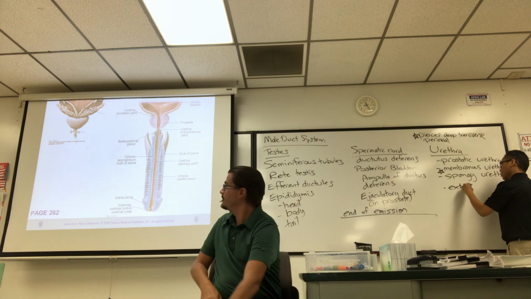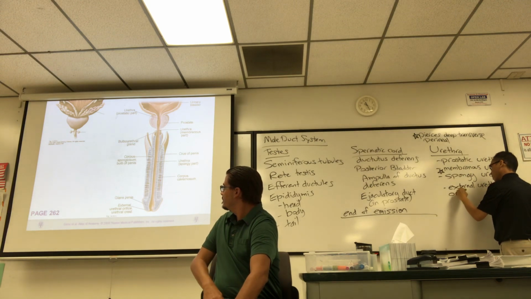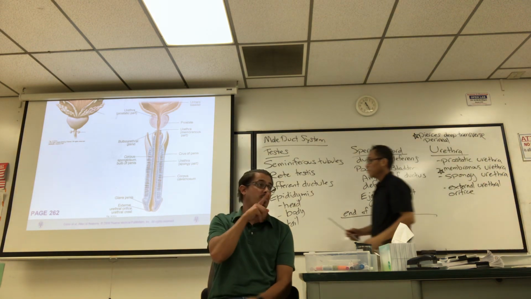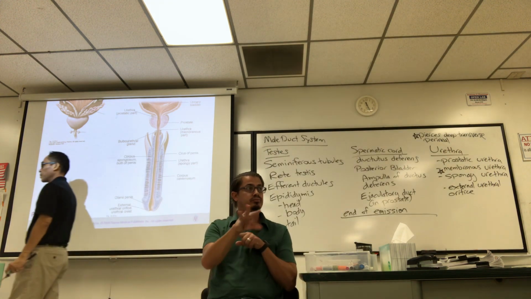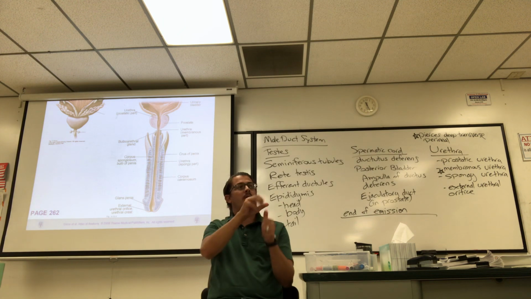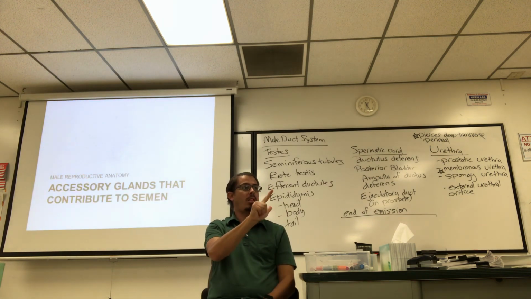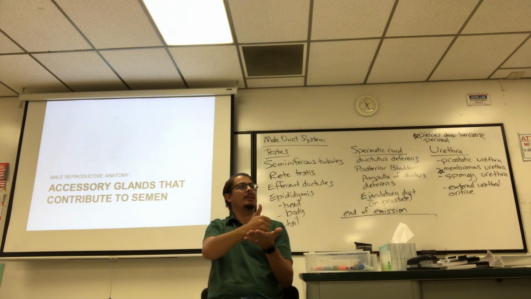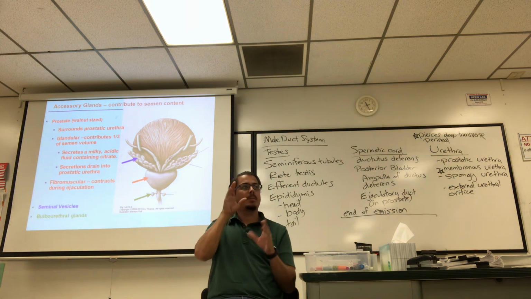External urethral orifice. That's pretty much the end. It's movement of sperm out of the urethra. That's ejaculation. Now let's remember that the sperm has to mix with the other seminal fluids to help it along its way. So let's talk about the accessory glands that contribute to the semen volume. You can start to look at this picture and just kind of name the glands.